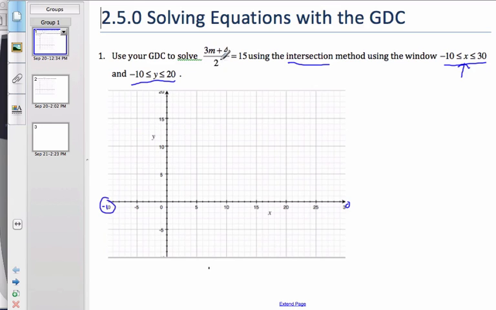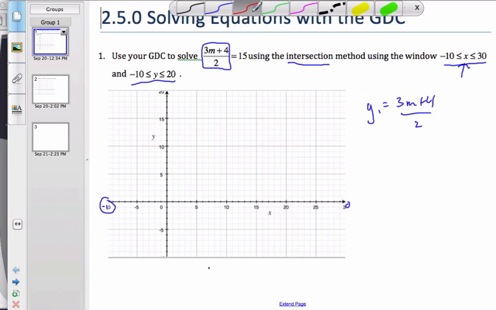Now the idea behind the intersection method is we are going to take this part of the equation here, and we're going to call that y1 equals (3m + 4) all over 2. And then we'll take the other side of the equation, the 15, and we're going to call that y2 is equal to 15. So we go over to our calculator.